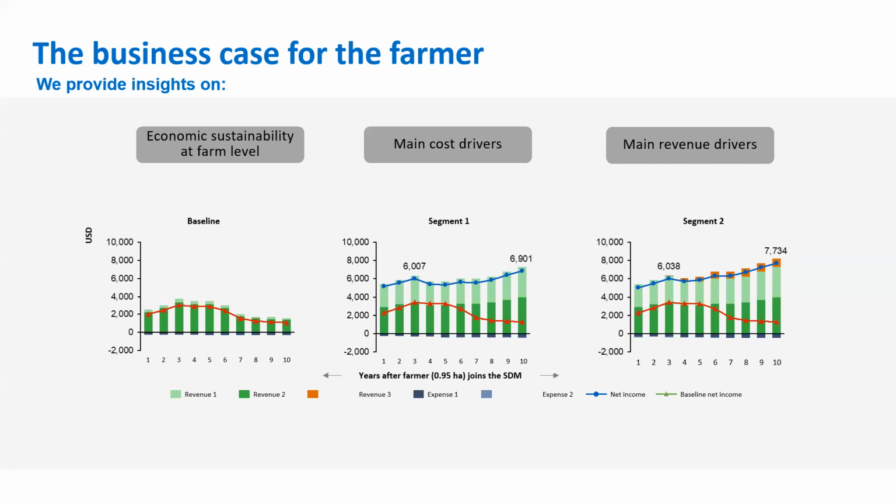So the graphs which you can see in the slide, you can see we have the baseline on the left, then segment 1 and segment 2. You can see that the net income, which is the blue line, is much higher than the baseline, and that is largely driven by the addition or the increase of the revenue 1 source. So here you could perhaps guess that there's been a big increase in productivity on whatever is revenue 1.